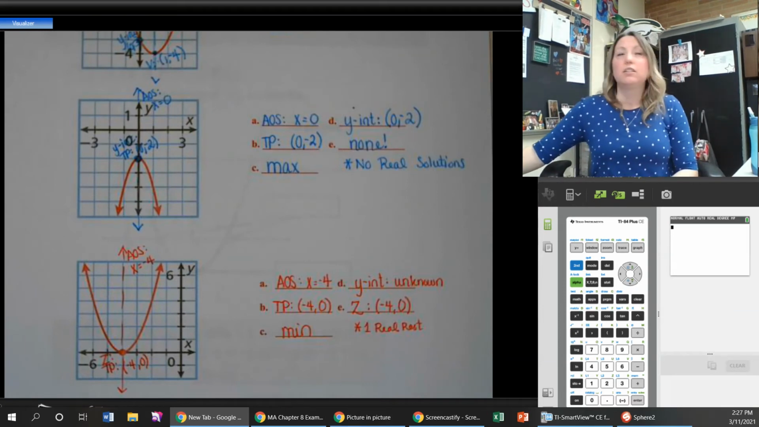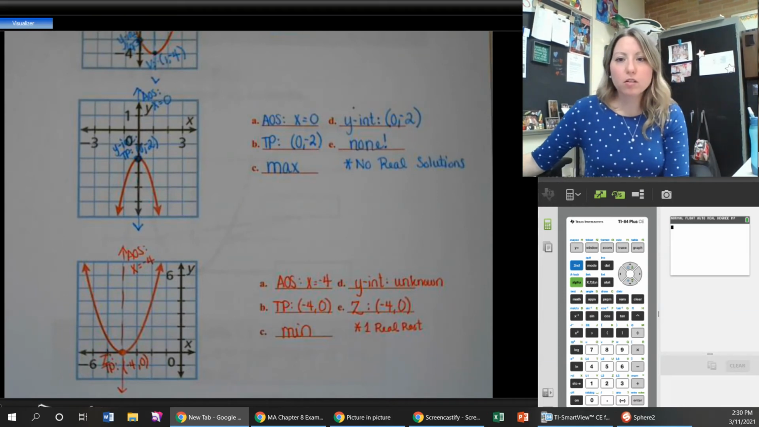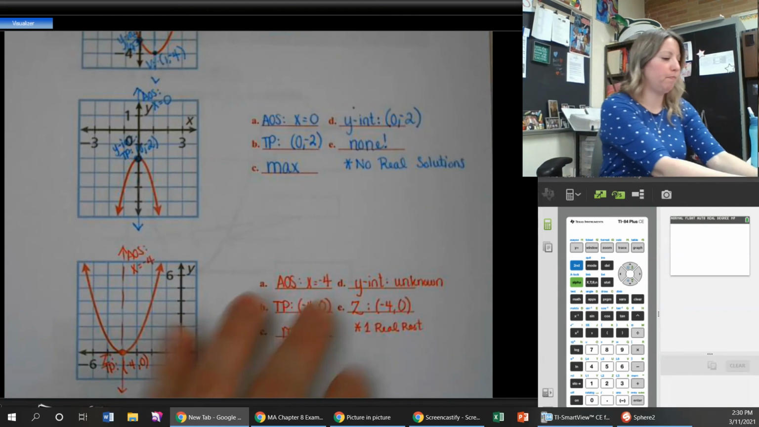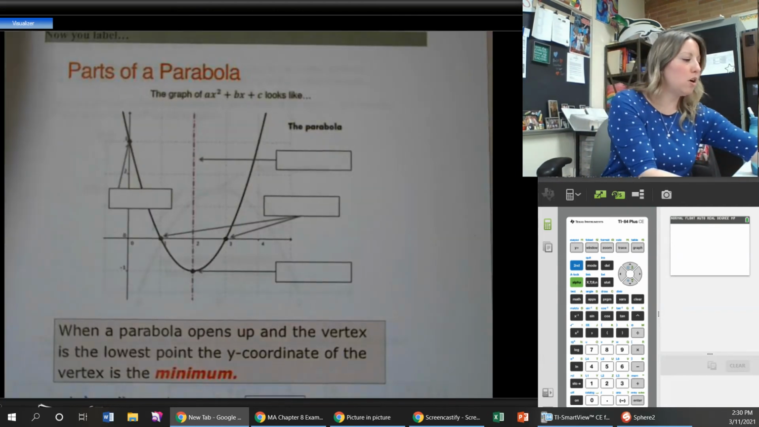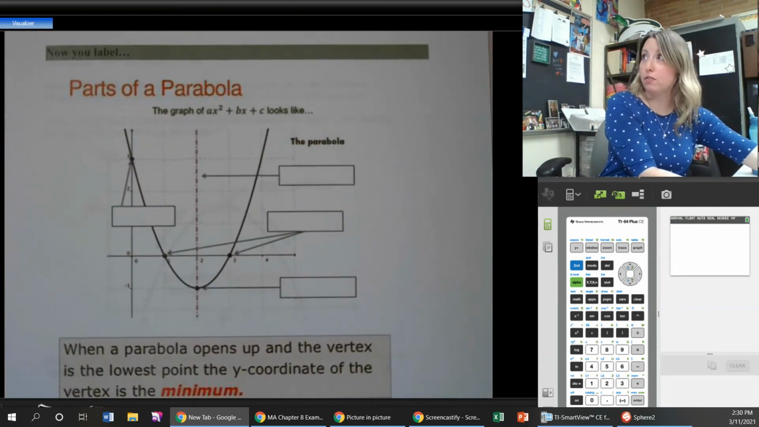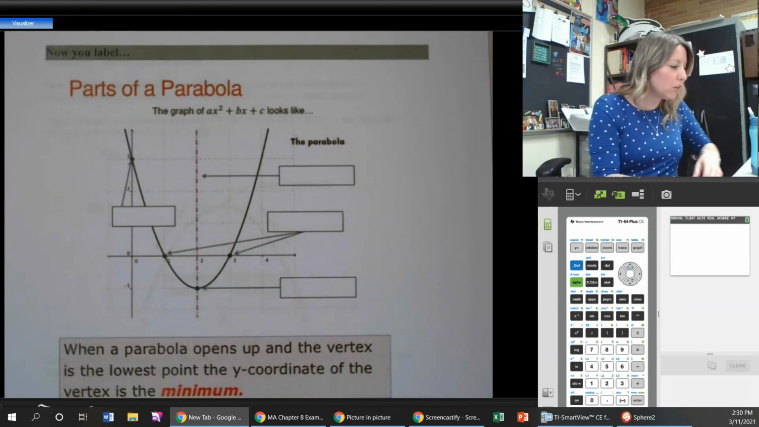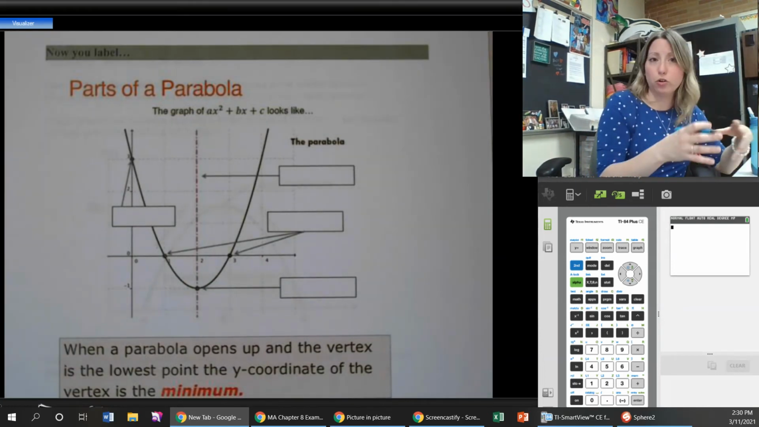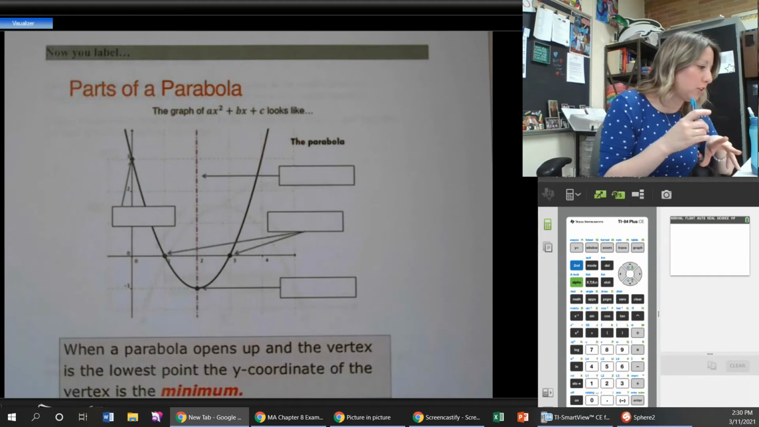All right, moving on. We're going to label the parts of our parabola right here. Okay, so we have the arrows pointing and we'll fill in the box for each of these, right?